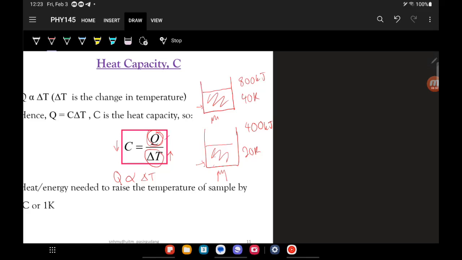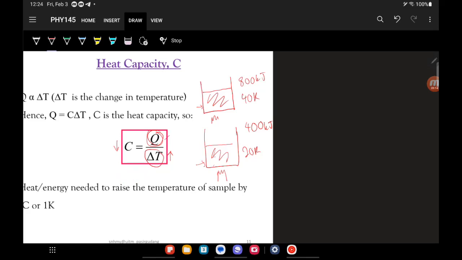So the insulator technically has a higher heat capacity, which causes it to hardly change in temperature whenever it is exposed to or absorbs heat, compared to metal, which has a lower heat capacity.